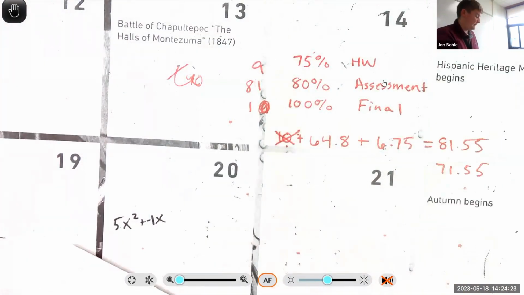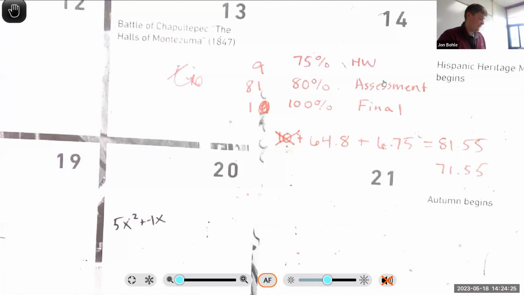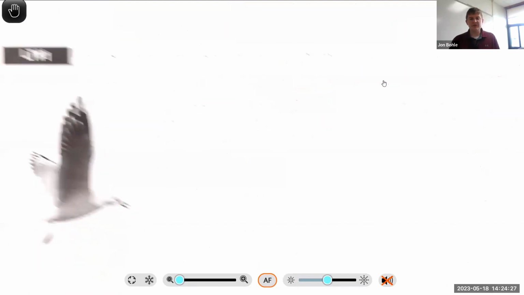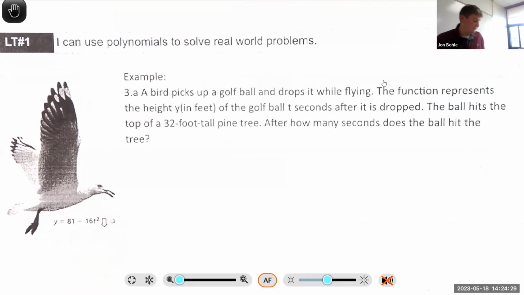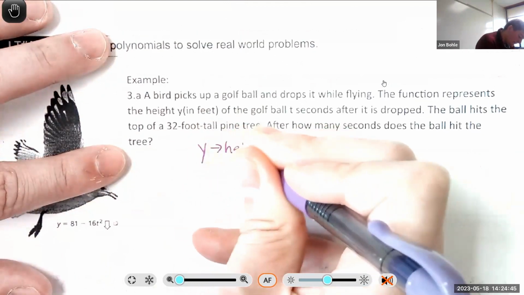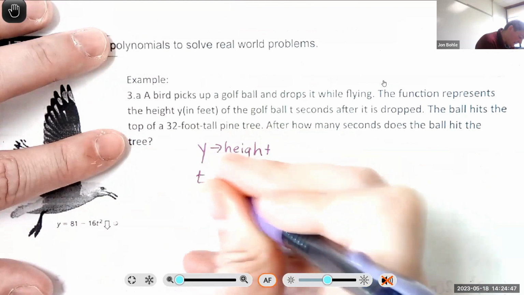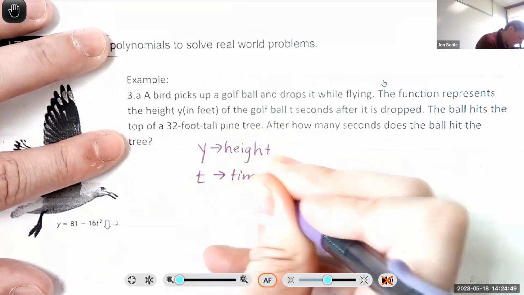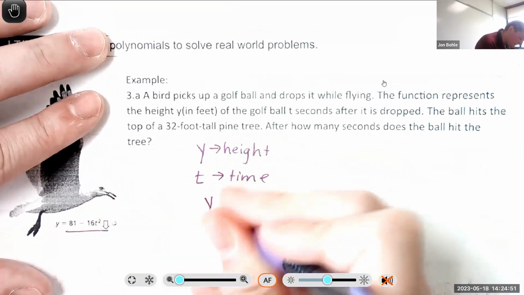Okay, so as I've mentioned, there's a lot of word problems that revolve around area, but there's also some problems that revolve around gravity. And so those are the problems that we're going to work on today. A bird picks up a golf ball and drops it while flying. The function represents the height, y, in feet of a golf ball t seconds after it's dropped. So y is height. t is time. And I have this equation here.